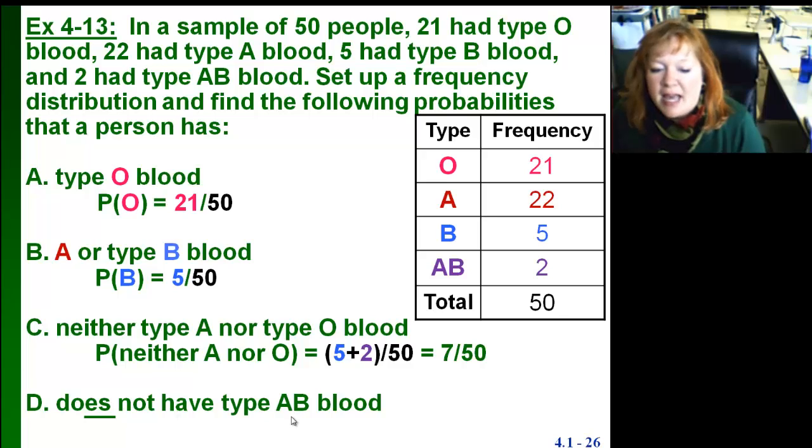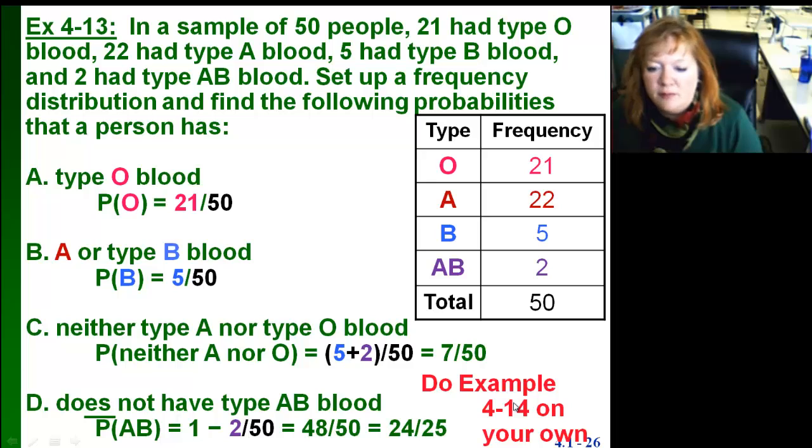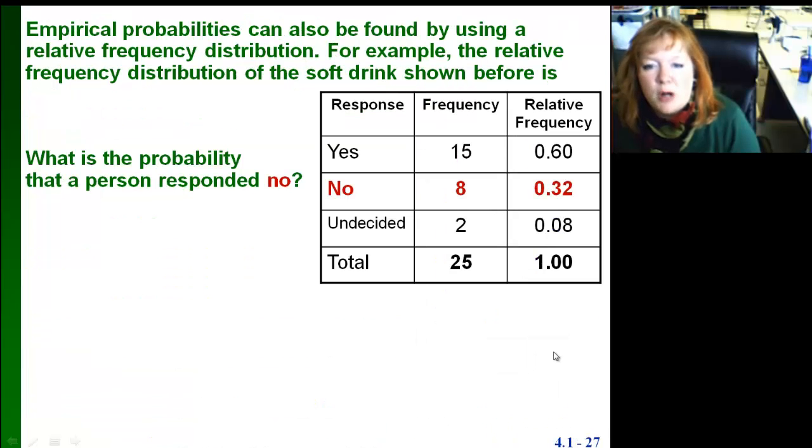Does not have type AB. So if I look, AB is 2, there's a couple ways you could think about this. If I add these, I get 48 out of 50. So I did that, you could also think of it as 1 minus 2 out of 50, which is 48 out of 50. When you reduce that, that's 24 out of 25. Do example 4.14 on your own. So on that example, I'll be checking that off your notes to see if you understand how to set up a frequency distribution and do that empirical probability.